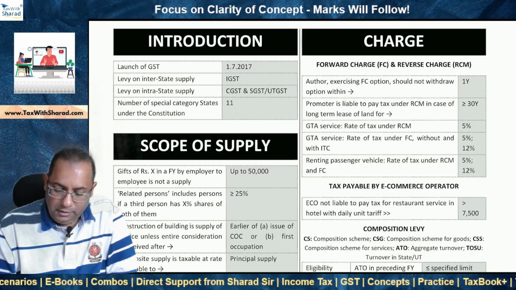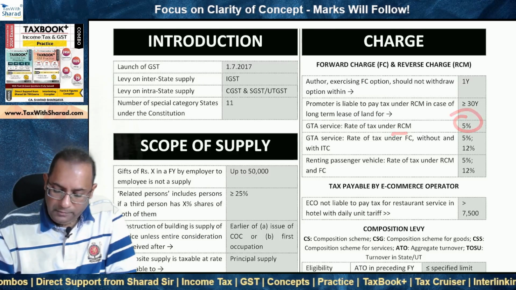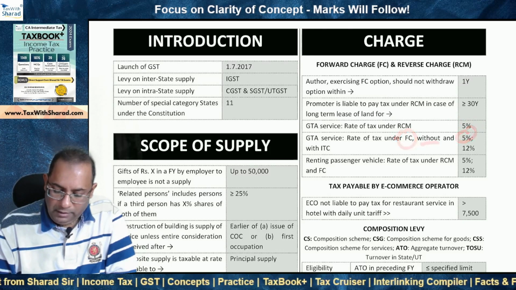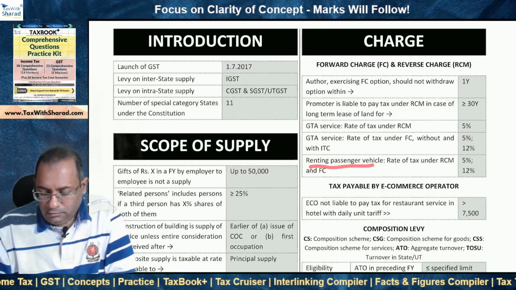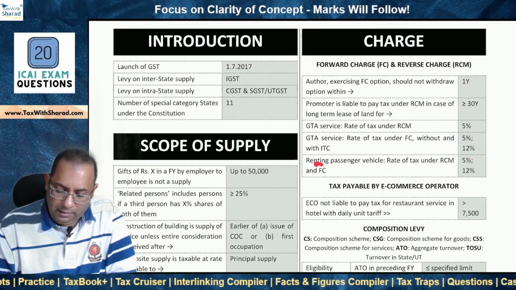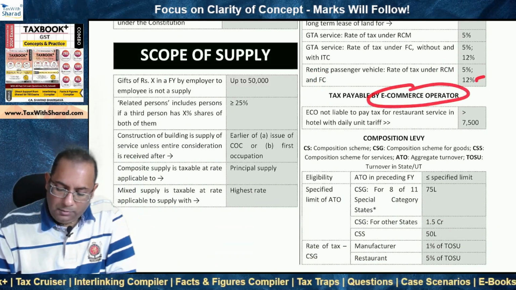Goods Transport Agency Service, GTA service. In case of RCM, the rate of tax is 5%. In case of forward charge, without ITC, it is 5%, and with ITC, it is 12%. In case of renting of passenger vehicle, the rate of tax under RCM is 5%, and under forward charge, it is 12%. Tax payable by e-commerce operator.